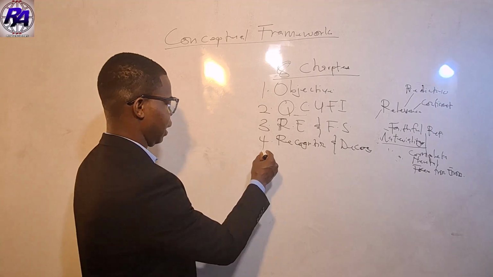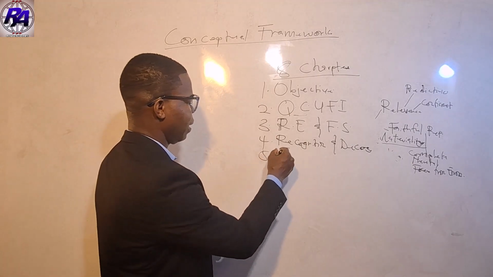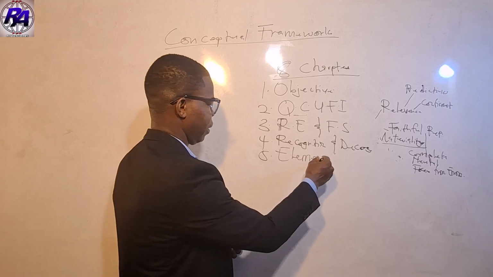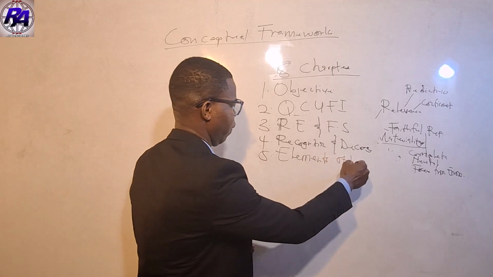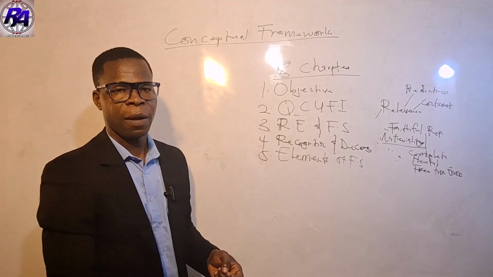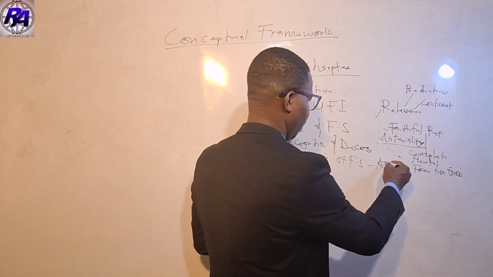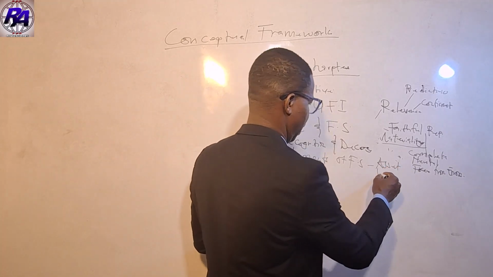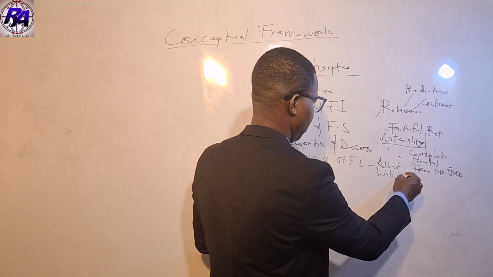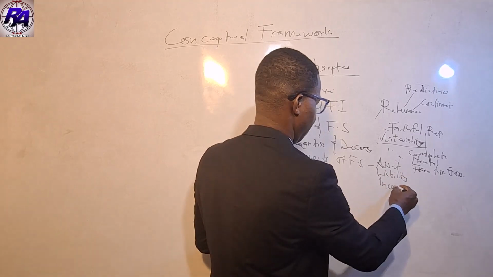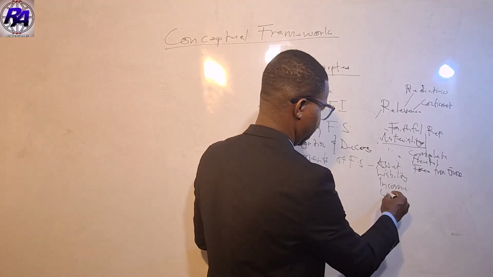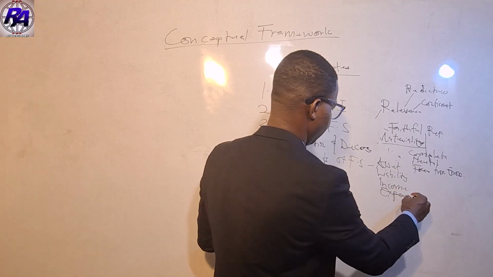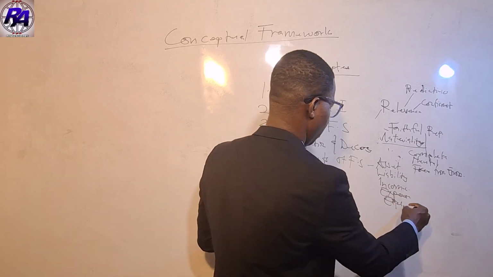So in view of that, chapter 5 has to do with the elements of the financial statement. And there are 5 in number. We have assets. We have liability. We have income. We have expenses. And then we have what we call equity.